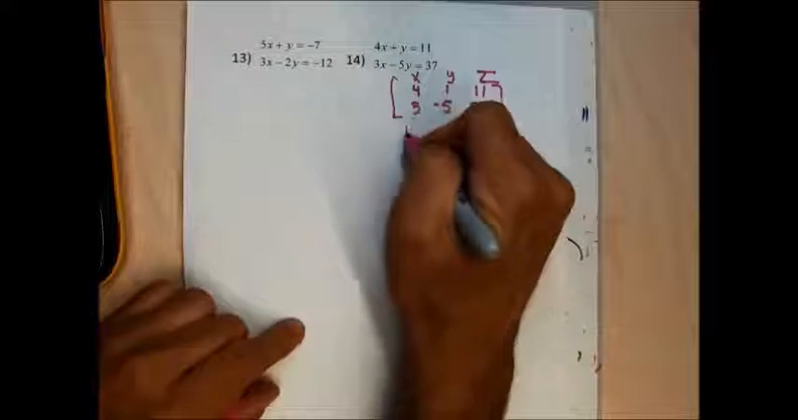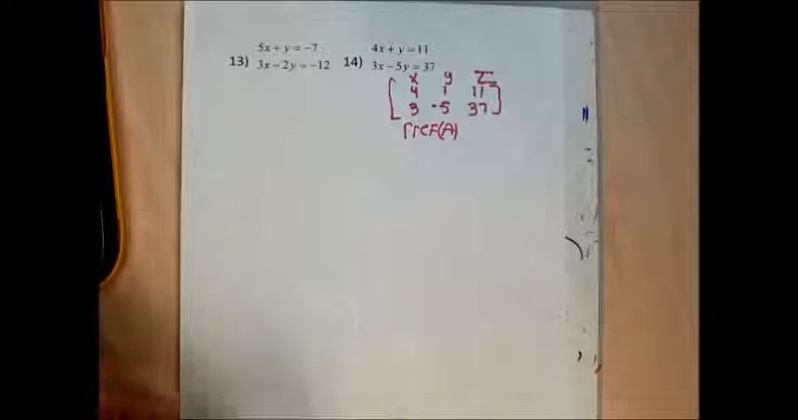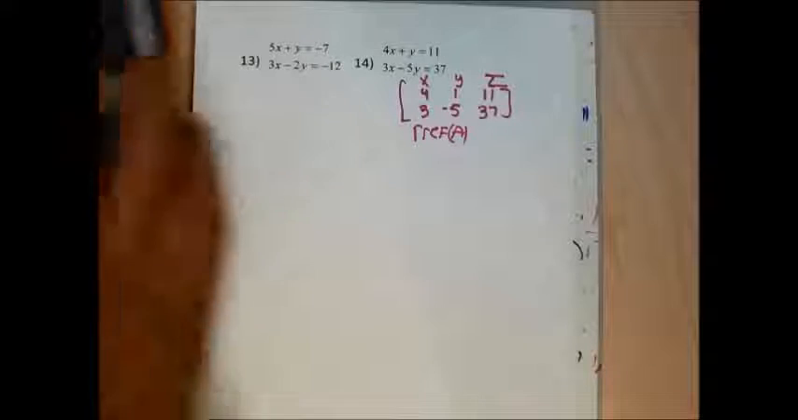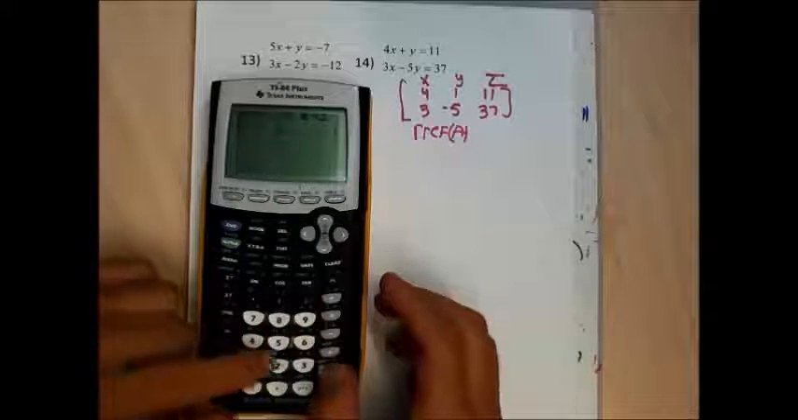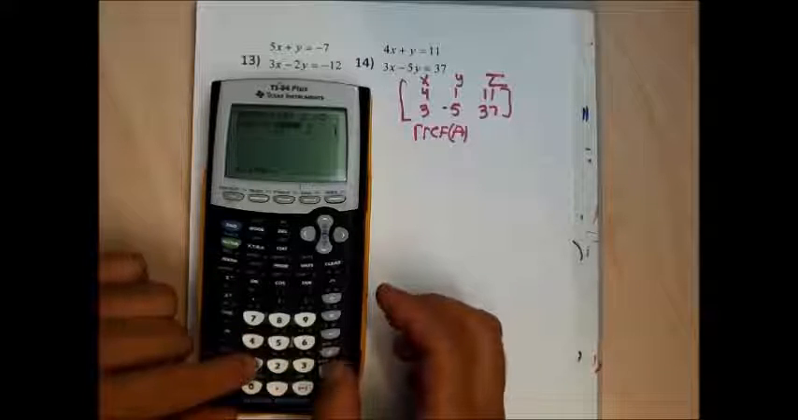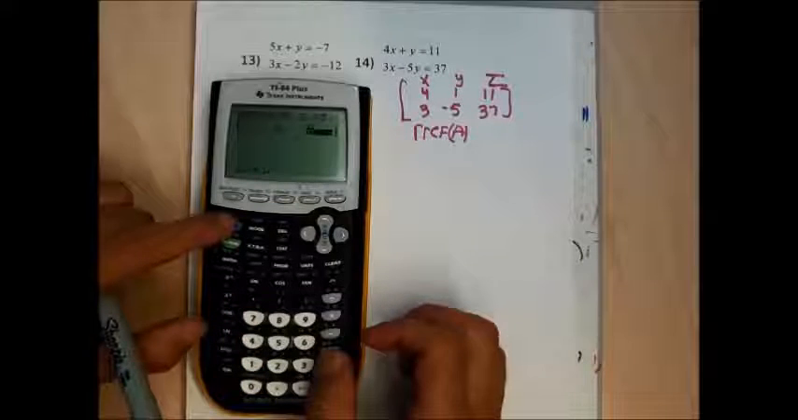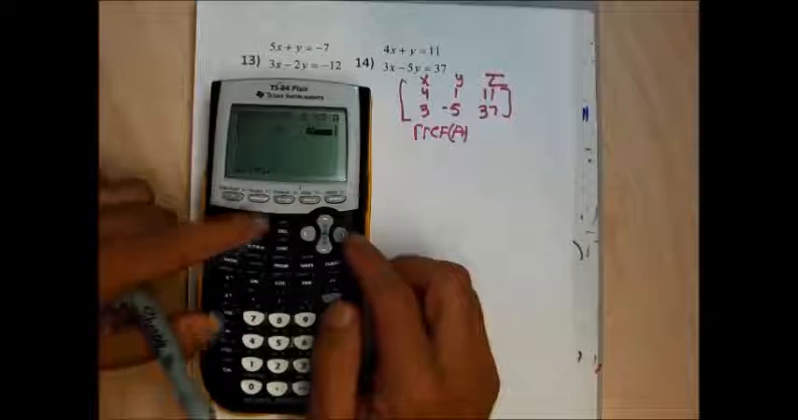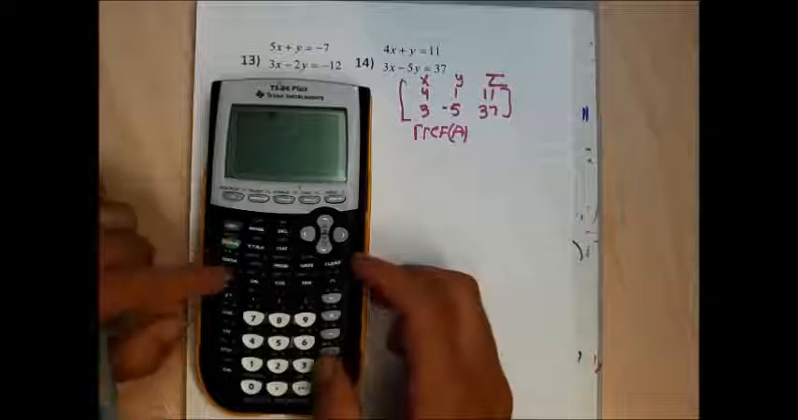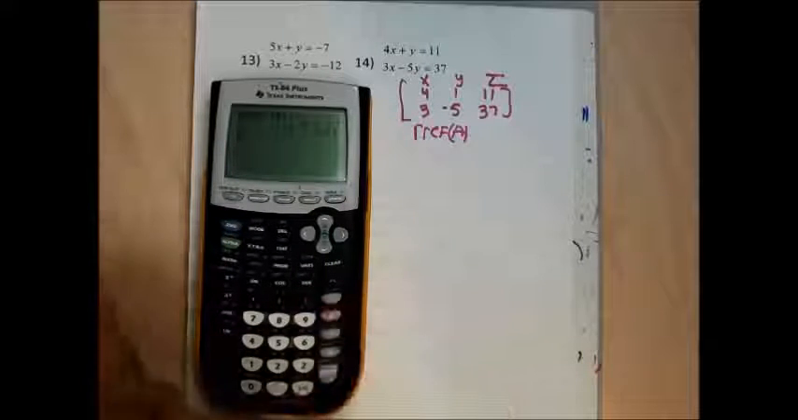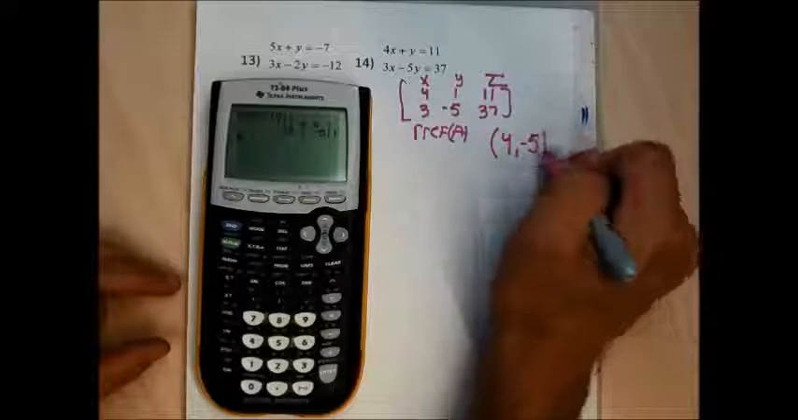I'm going to do RREF and get the answer so that when I do Cramer's Rule, which is solving by determinants, I know that I'm right. So second matrix, edit this as a 2 by 3 matrix, enter the numbers in, make sure I have them right, and then second quit, second matrix RREF, second matrix names, parentheses, enter. The answer is going to be x equal to 4, y equal to negative 5.